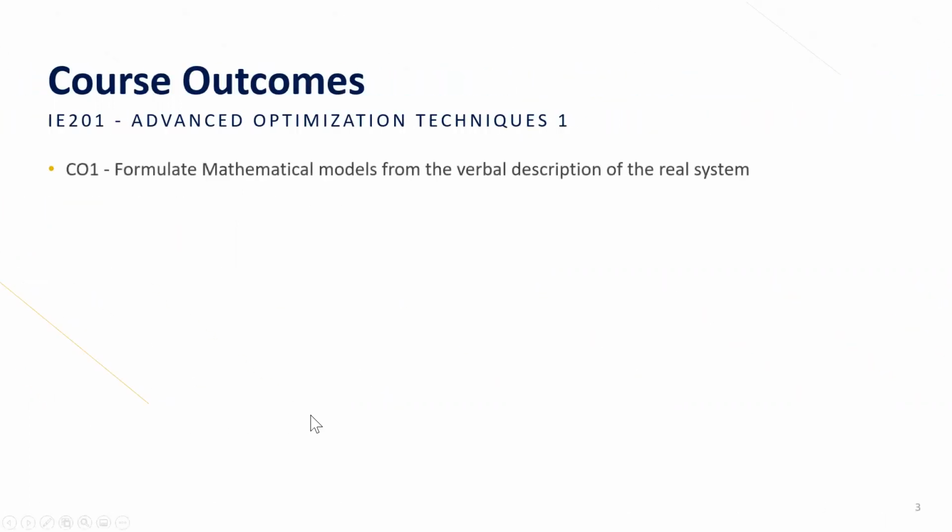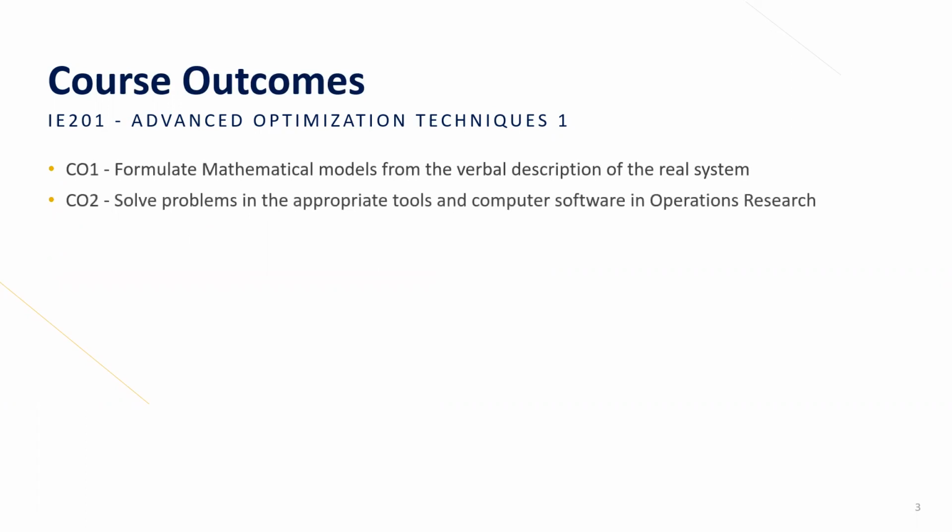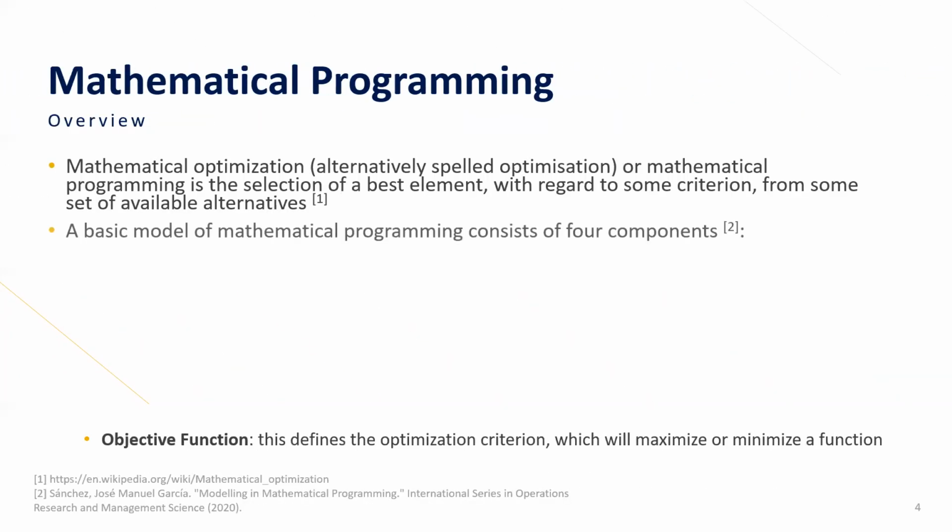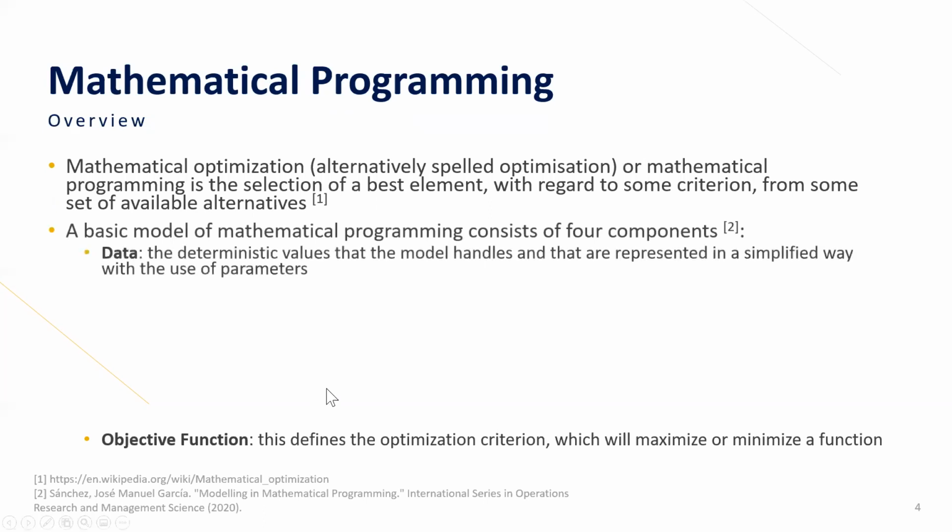For the course outcome, we will cover two course outcomes, in which today, even though you will not formulate the mathematical models again, somehow you need to understand those to be able to solve the problem using the tools that we learned today. Okay, let's first start from the overview.